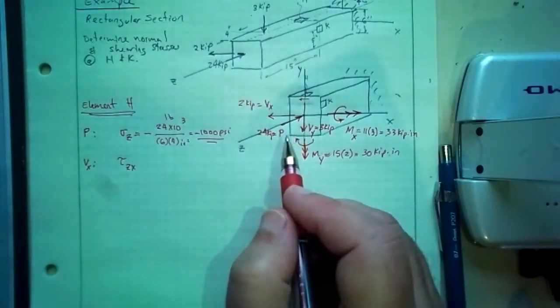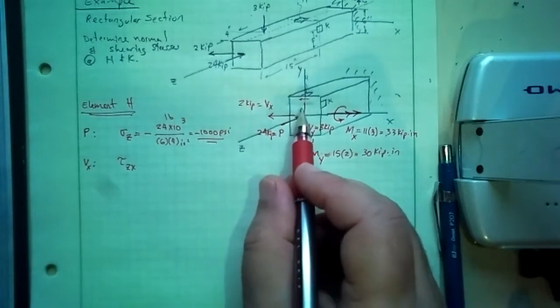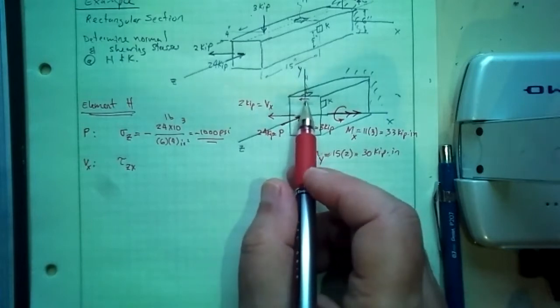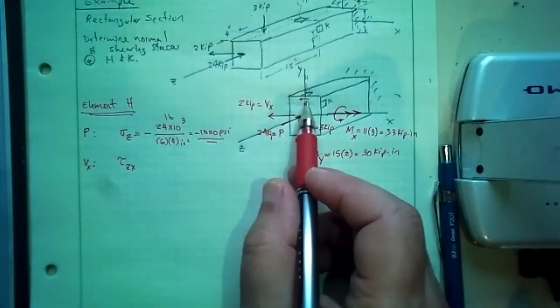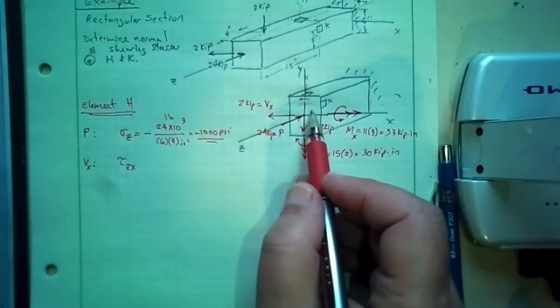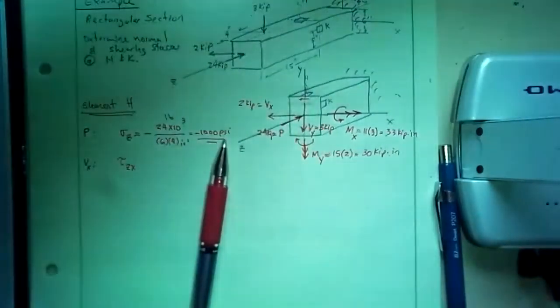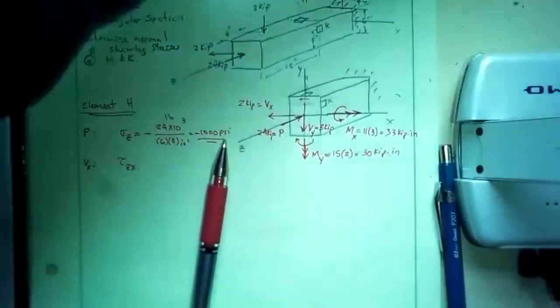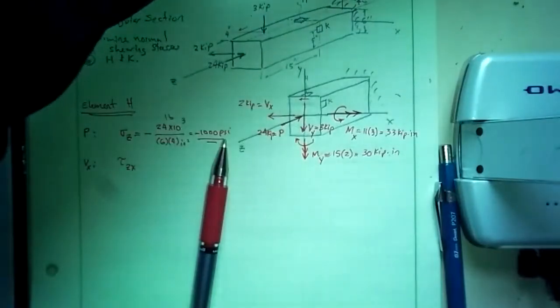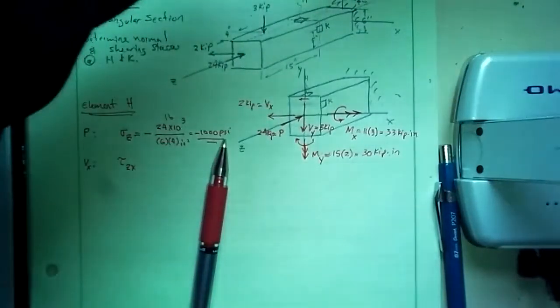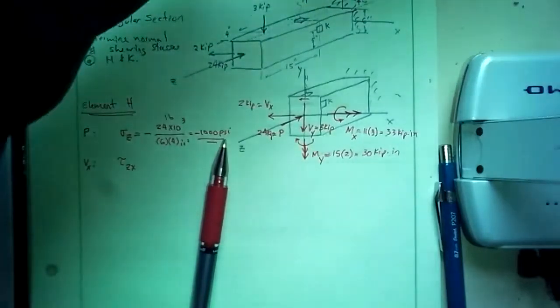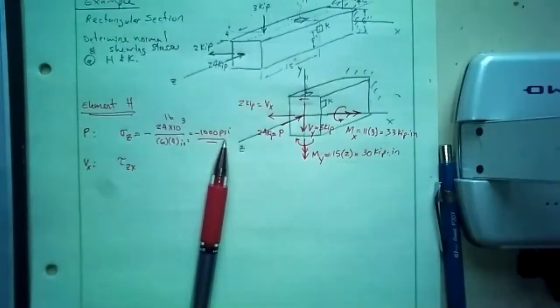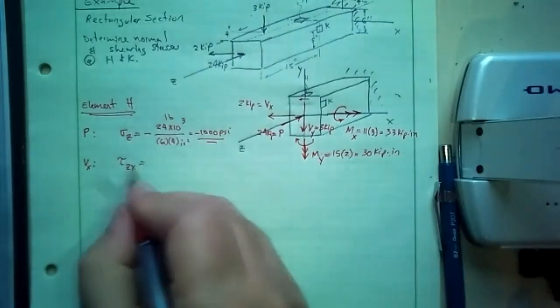This tau Zx will be VQ over IT. But for the rectangular cross section, we derived a simpler equation. That simpler equation, I don't recall off the top of my head, but I think it's 3V over something. He talks about those, and I don't have it in front of me. There it is, 3V over 2A.